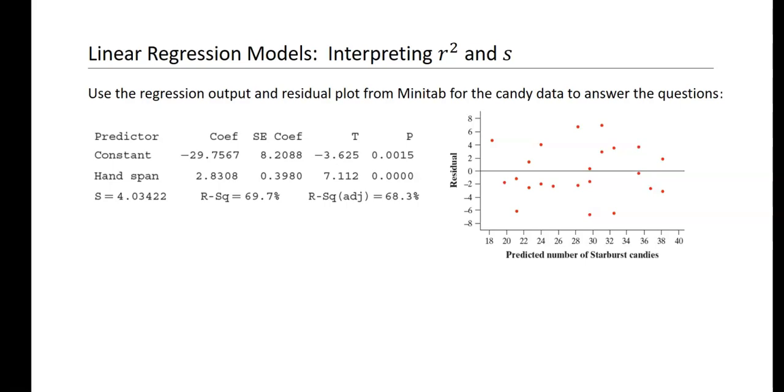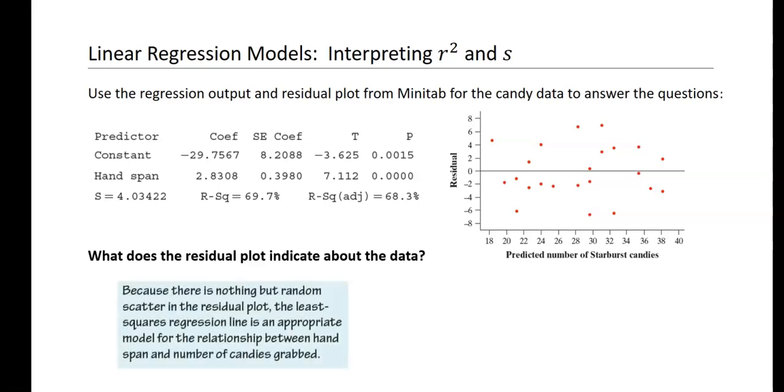So use regression from any tab to answer the question. What does the residual plot indicate about the data? It's a random scatter, so the linear model is a good fit. That's what it says.